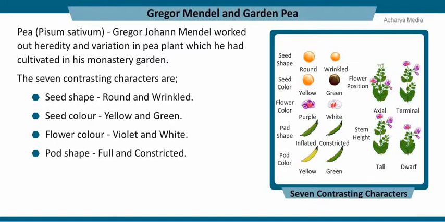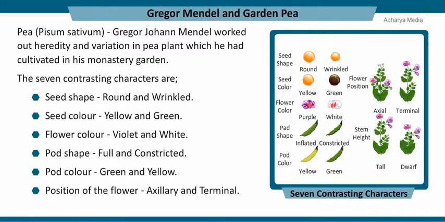Pod shape of the fruit with 2 contrasting characters such as full and constricted pods. Pod color of the fruit with 2 contrasting characters such as green and yellow. The position of the flower in a plant with 2 contrasting characters such as axillary and terminal. The height of the plant with 2 contrasting characters such as tall and dwarf.